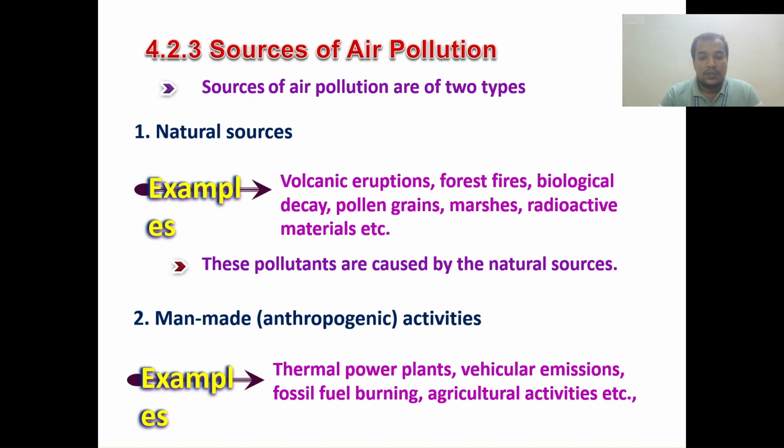And the sources of air pollution. Natural sources, for example volcanic eruptions, forest fires, biological decay, pollen grains, marshes, and radioactive materials, pollute the air. These pollutants are caused by natural sources and by man-made activities like thermal power plants and vehicle emissions. Most of the vehicles we use run on petrol and diesel, so they emit carbon dioxide. That is vehicular emission, fossil fuel burning, and agricultural activities. These are man-made activities, and they pollute the air.